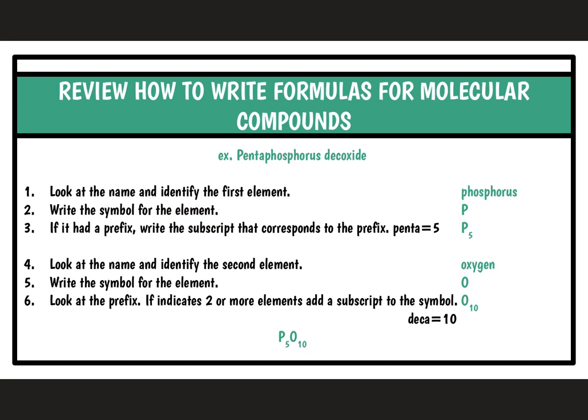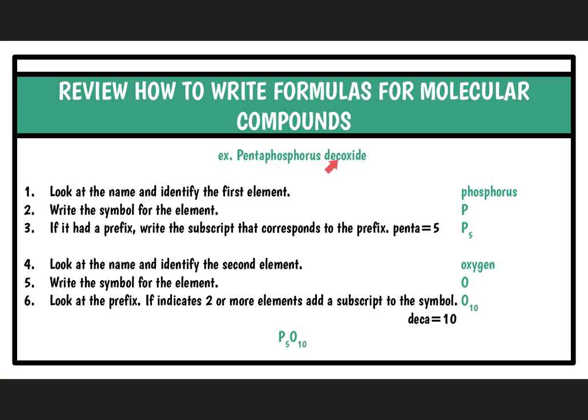Write the symbol for that element. So we know that phosphorus has a symbol of P. And if we look at the prefix, penta is equal to 5. So I'm going to write that subscript of 5. Then we're going to do the same thing for the second element. We can see that this is going to be oxygen. So we write the symbol for oxygen.